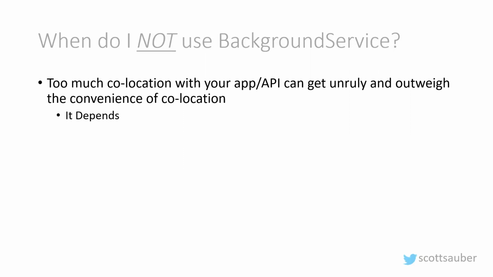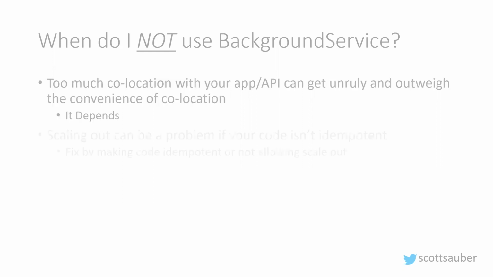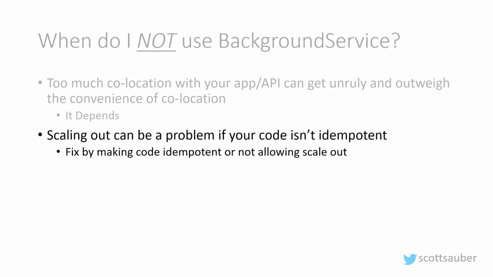You might run into a noisy neighbor situation, where your background service is using a lot of CPU that takes away from the CPU your API needs. So it depends on whether that convenience is worth it. And you could separate that out into its own ASP.NET Core app if you so chose. The other thing you have to worry about is scaling out. If your code isn't idempotent, you need to either make your code idempotent or not allow scaling out.